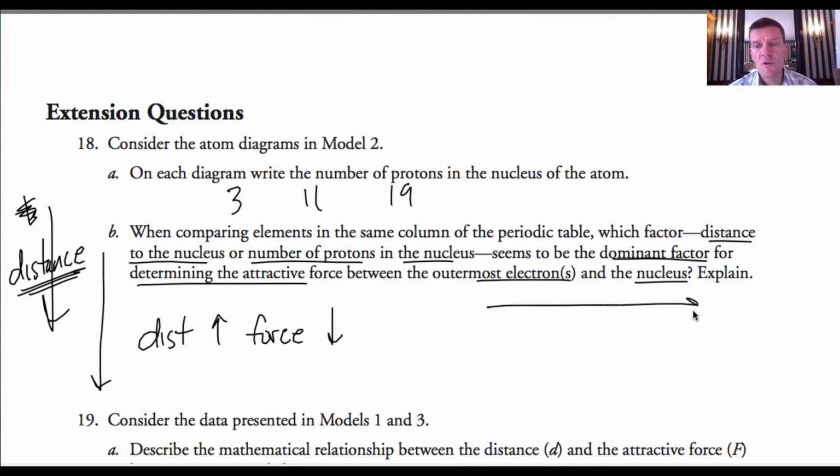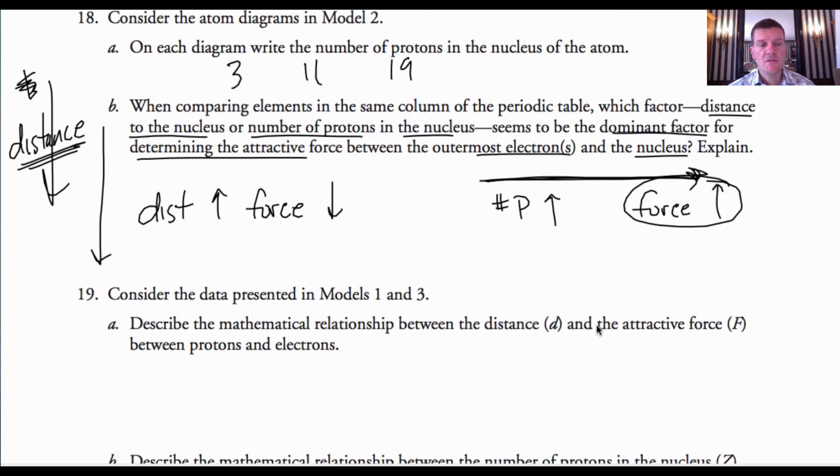So remember, as distance increases, the force is going to decrease. And distance increases as you move down the column. For a particular row, it is more dominant in this case, it is going to be the number of protons. As they increase, the force is going to increase as well. And as you move from left to right, the number of protons increases. So the ones on the further right part of a particular row are going to have the strongest force between the outer electrons and the nucleus.